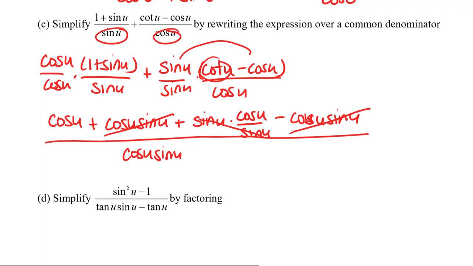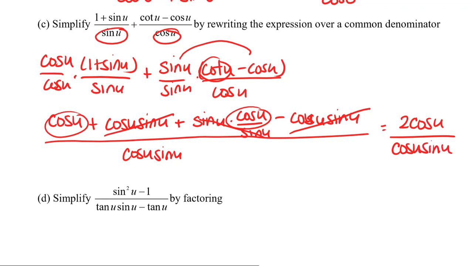The sine u's cancel here, and all I'm left with is a cosine u plus a cosine of u, which is 2 cosine of u over cosine u sine u. My cosine u's cancel, and I've got 2 over sine of u, but 1 over sine of u is equal to cosecant, so finally we get to 2 times cosecant u.